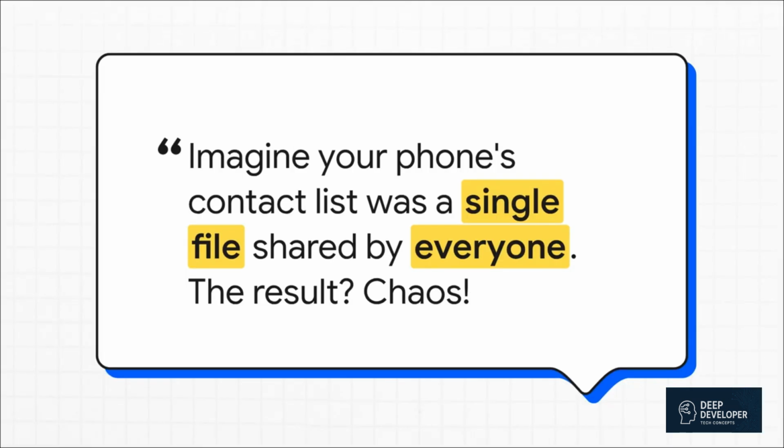Think about it like this for a second. Imagine your phone's contact list wasn't just yours. Imagine it was a single file shared by everybody on the planet. And every time someone got a new phone number, that file had to be updated and sent out to billions of people. It would be absolute chaos. And that's exactly what was happening to the network.